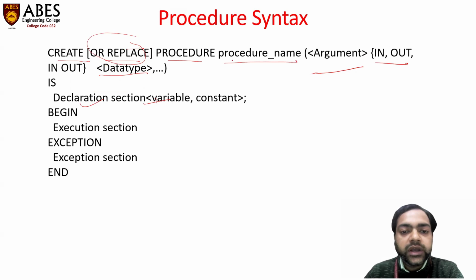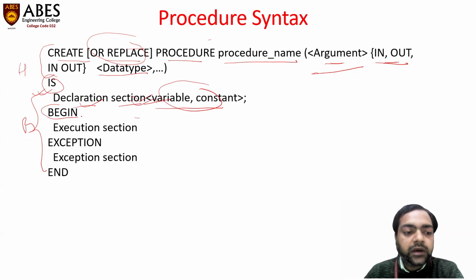So CREATE PROCEDURE, then the procedure name with the arguments, the type of parameter and the data type. Now, you can see that this will be your header section. After that, the IS operator is used, and after that, this will be your body section. So this will be your header section and this will be your body section. And we have already discussed that under the body section we have the declaration section. Under the declaration section, we provide the variables, or if we need to initialize any variable or constant, we provide it here.